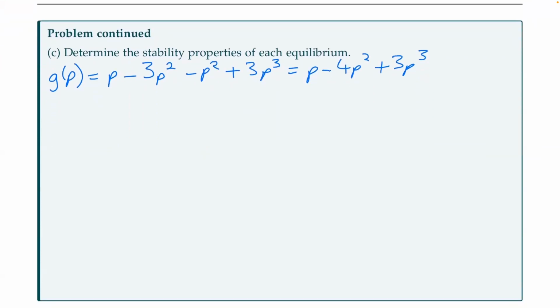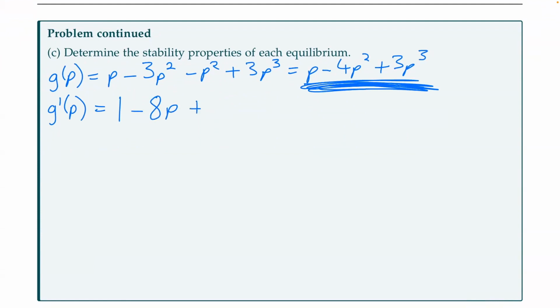What we really care about here is thinking about the derivative of this function. So what's g prime of p? That's taking the derivative of this thing over here. Okay, derivative of p with respect to p, you get 1. Minus 4p squared becomes 8p. And 3p cubed becomes 9p squared. So differentiate with respect to p.